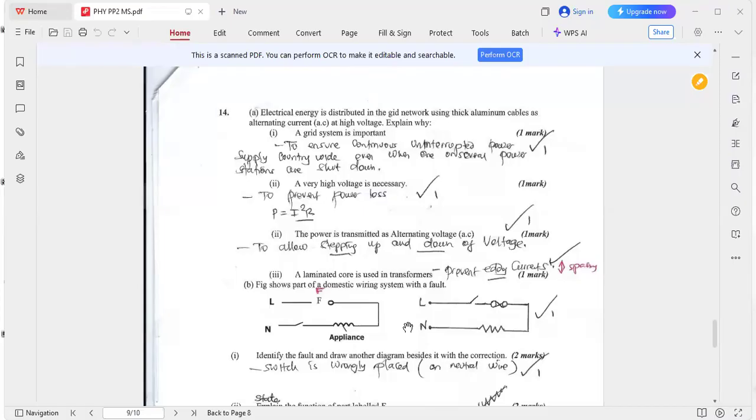So the national grid system is important to ensure continuous uninterrupted supply of power countrywide, even if some power stations are shut.